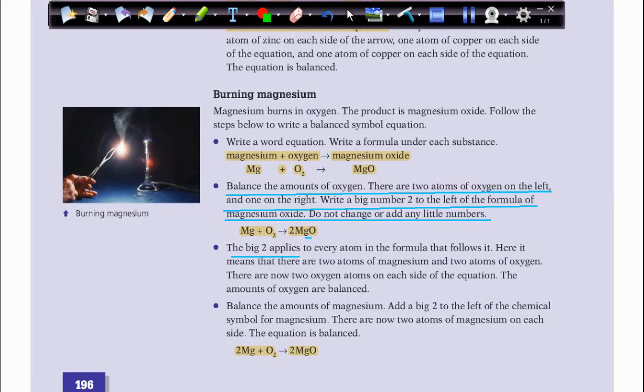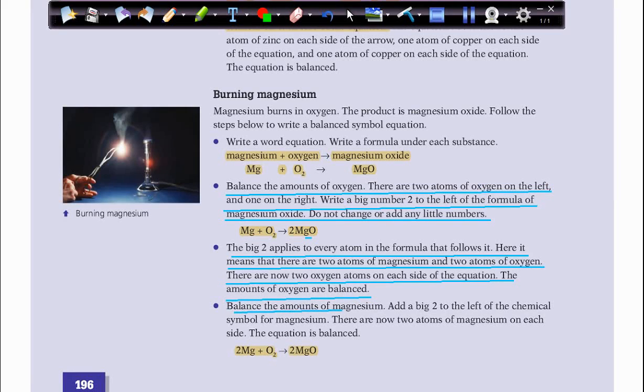The big 2 applies to every atom in the formula that follows it. Here it means that there are 2 atoms of magnesium and 2 atoms of oxygen. There are now 2 oxygen atoms on each side of the equation. The amounts of oxygen are balanced. So in this way we balanced both sides. I have 2 Mg, 2 O in both sides.